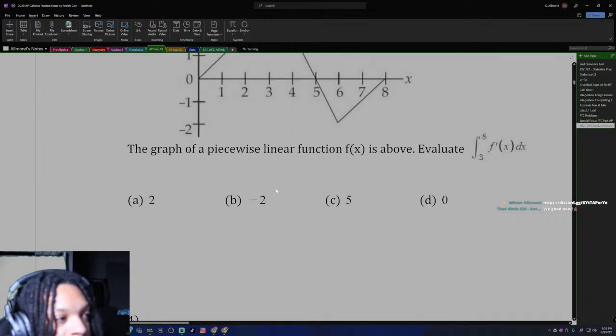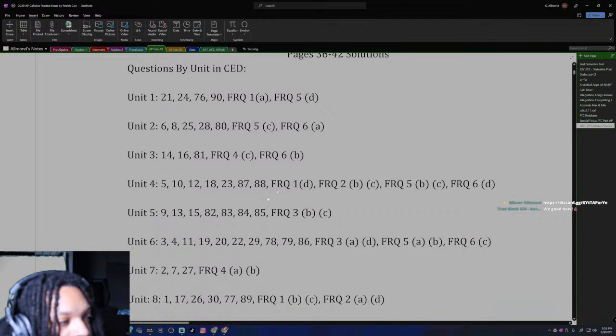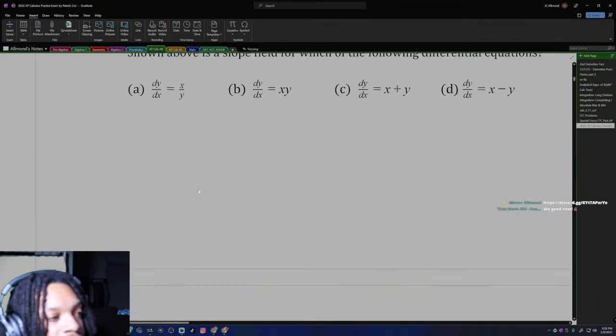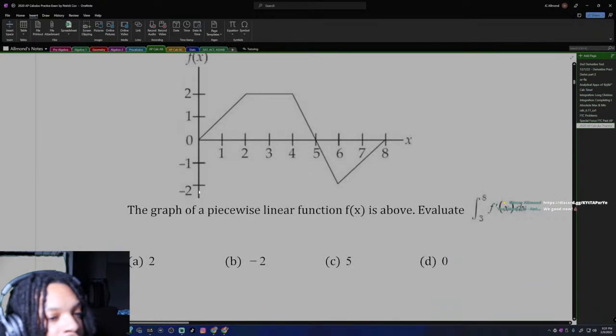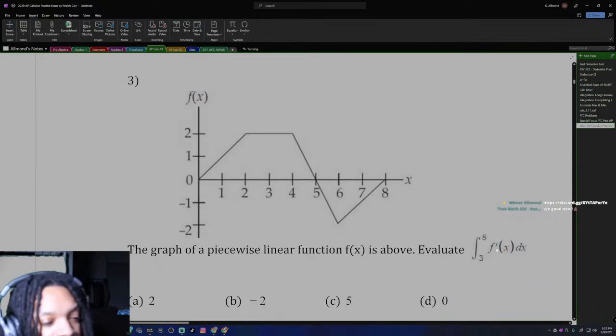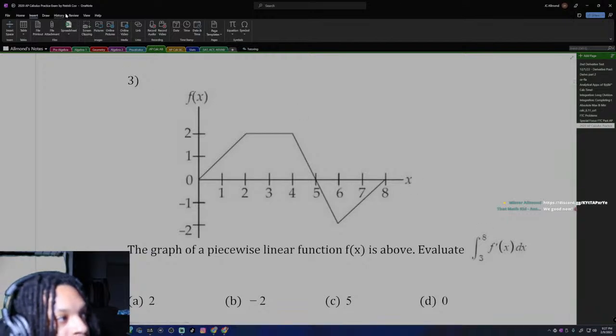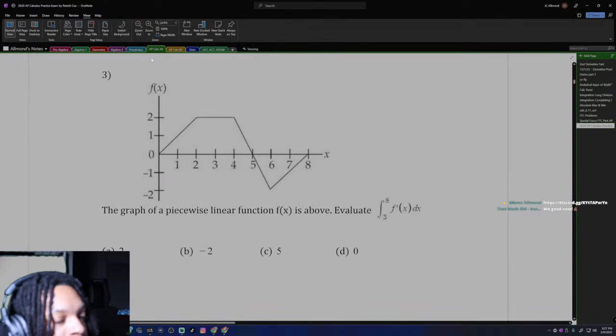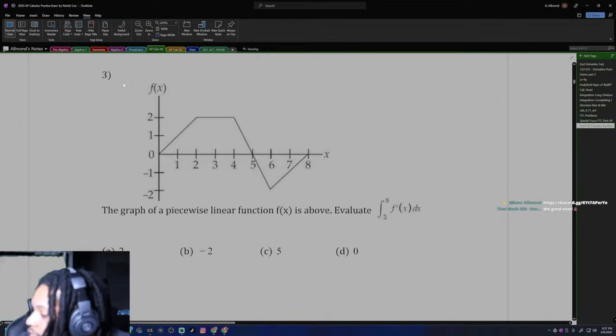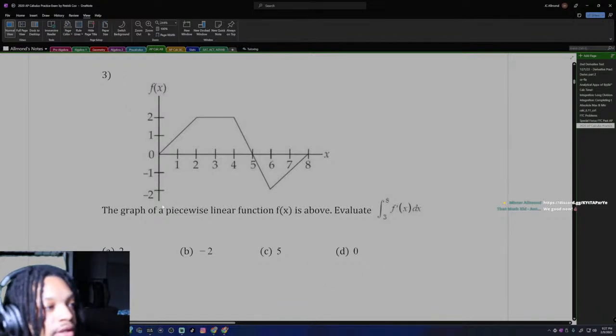All right. I remember they were starting on number... Which one was it? FTC Unit 6, number 3. Okay. As I look at number 3, already I see an integral and a derivative. So that is FTC. So let's go ahead and do that one. Okay, so the graph of a piecewise linear function f of x is above. So this is the graph of f, and they want to evaluate this integral.